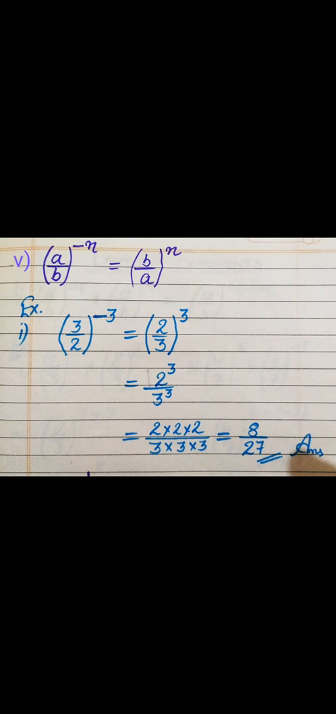So same in the example like 3 upon 2, it is having whole power minus 3. So we will find the reciprocal of this 3 upon 2, it will become 2 upon 3 and this minus 3 will become plus 3, that means the power will become positive. Now it can be written as 2 to the power 3 upon 3 to the power 3, then we will expand this and multiply, we will get 8 upon 27, which will be our final answer.